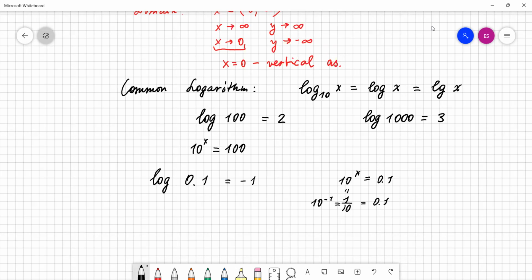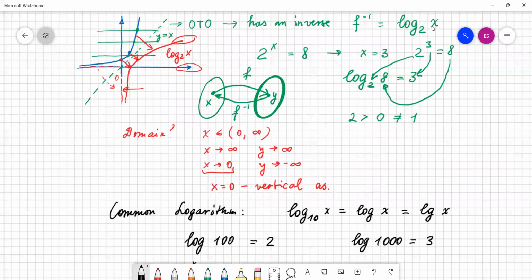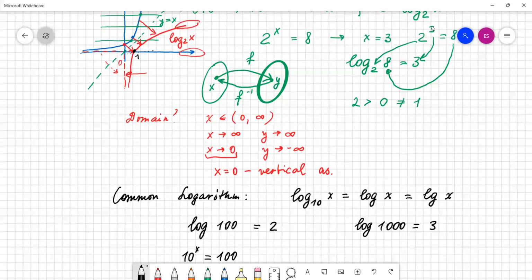So x is going to be negative here. Remember, if your numbers are small, the values of the logarithm are going to be negative. If you look at the graph, it's kind of obvious. For numbers which are greater than 1, the values of the logarithm are positive. For numbers less than 1, like 0.1, the values are negative.